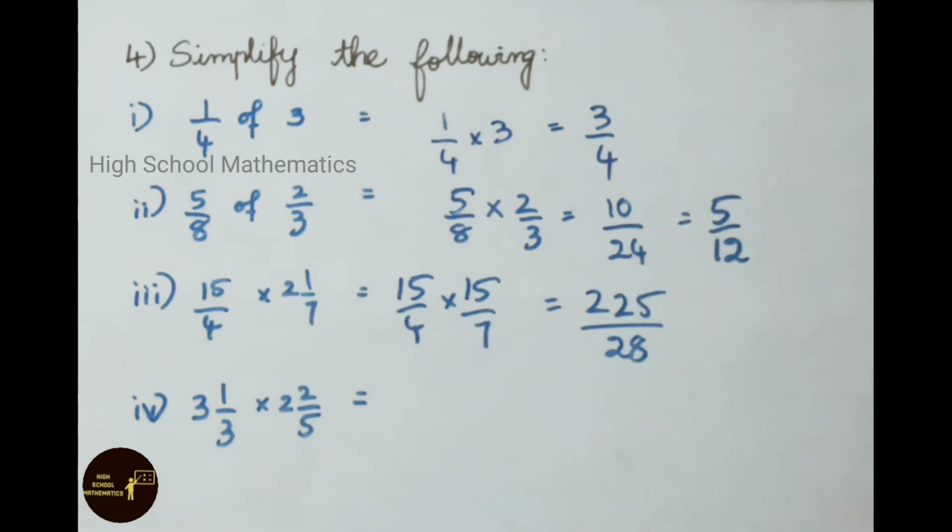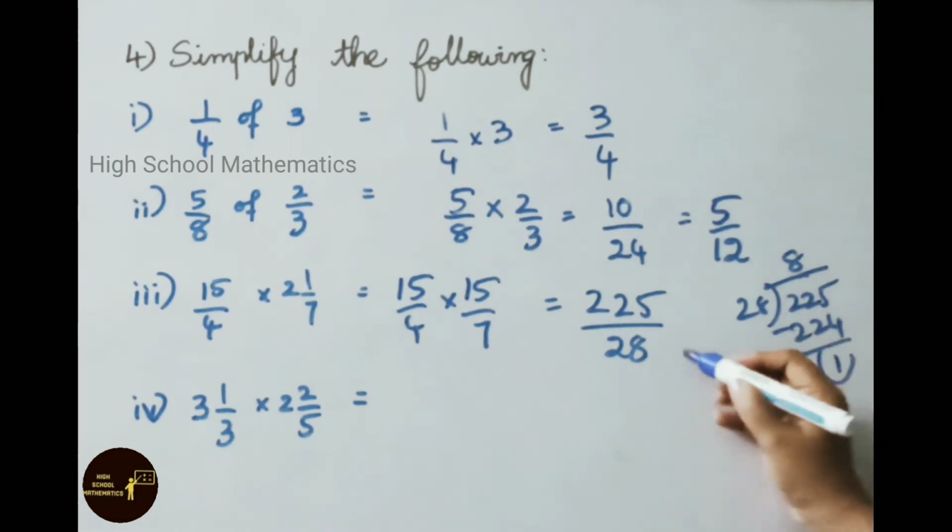This is an improper fraction. This can be simplified by doing division. 28 table: 8 times 224. 225 minus 224, remainder 1. So the answer is 8 1 by 28.